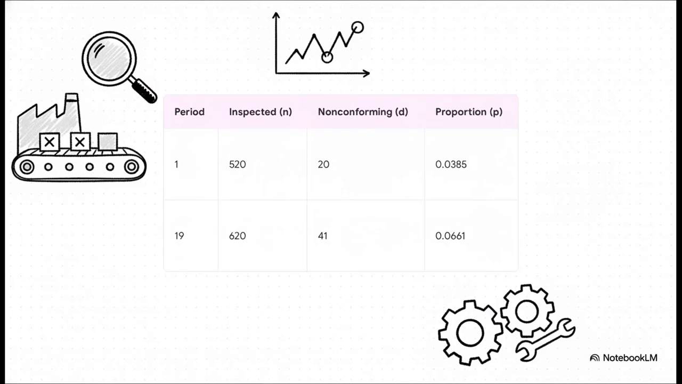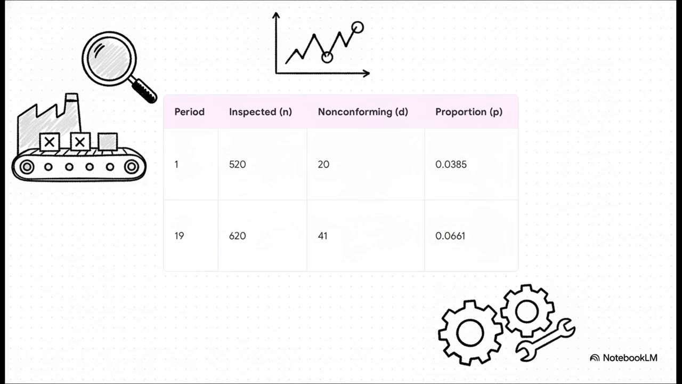To see how this plays out in the real world, let's look at a fictional case study from Meridian Therapeutics. We're looking at their packaging line. So in period 1, they inspected 520 packs, and 20 were non-conforming. 20 divided by 520 gives a proportion of 0.0385, so roughly a 3.85% failure rate.